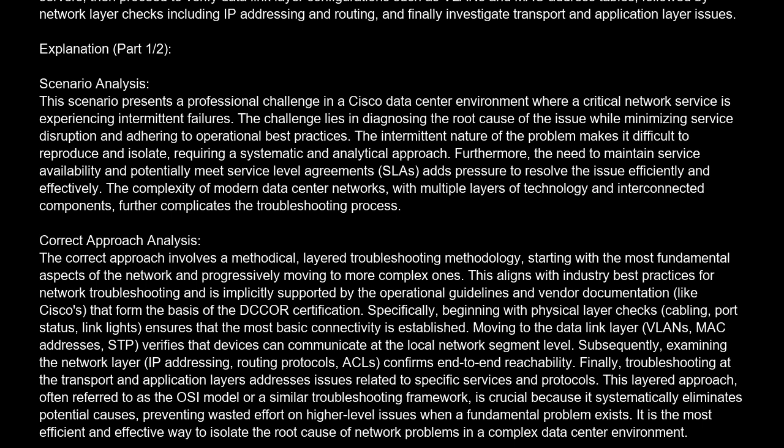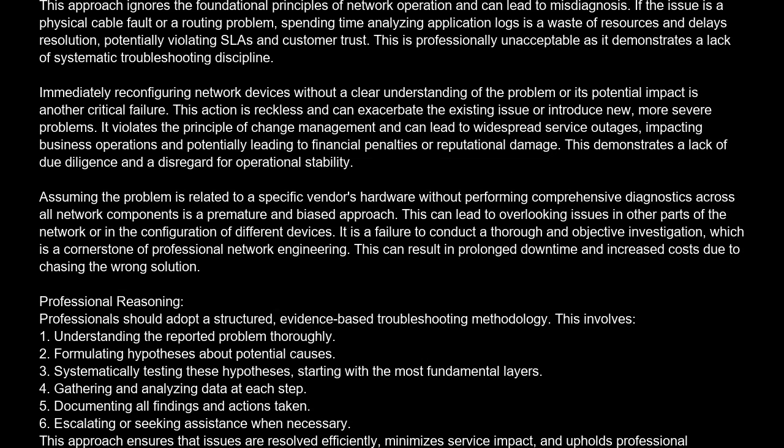Focusing solely on application-level logs without verifying underlying network connectivity is a significant regulatory and ethical failure. This approach ignores the foundational principles of network operation and can lead to misdiagnosis. If the issue is a physical cable fault or a routing problem, spending time analyzing application logs is a waste of resources and delays resolution, potentially violating SLAs and customer trust. This is professionally unacceptable as it demonstrates a lack of systematic troubleshooting discipline.